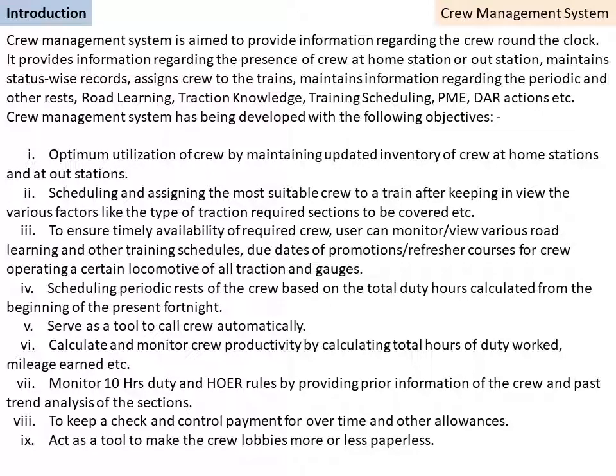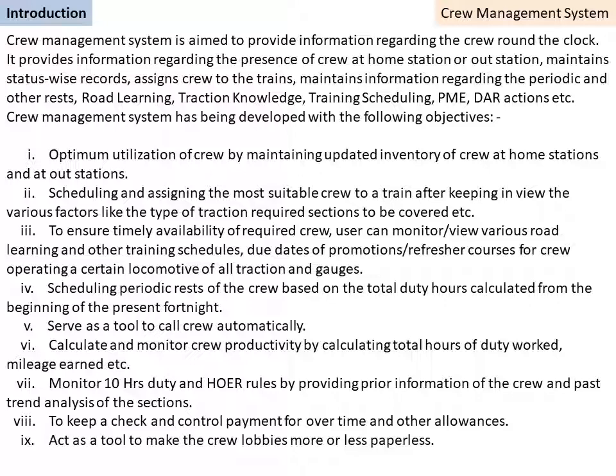Introduction of the crew management system. The crew management system is aimed to provide information regarding the crew around the clock. It provides information regarding the home station, outstation, maintains status-wise records, assigns crew to the trains, and maintains information regarding the periodic and other rates, road learning, traffic and traction knowledge, training scheduling, PME, DAR actions, etc. All of this together is to be fed in the biodata of the crew.